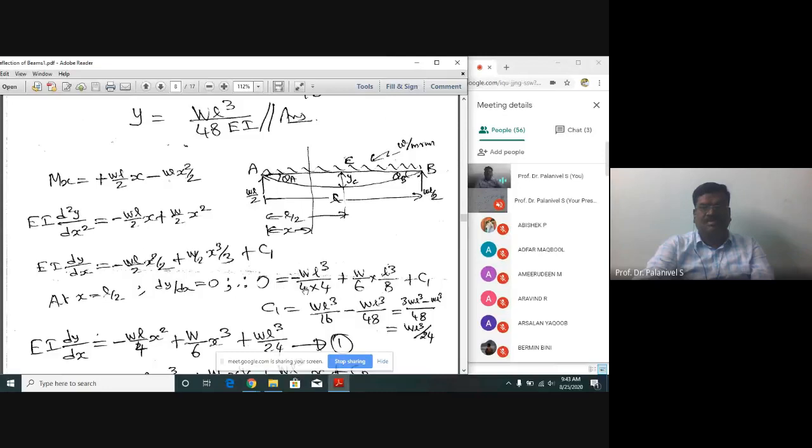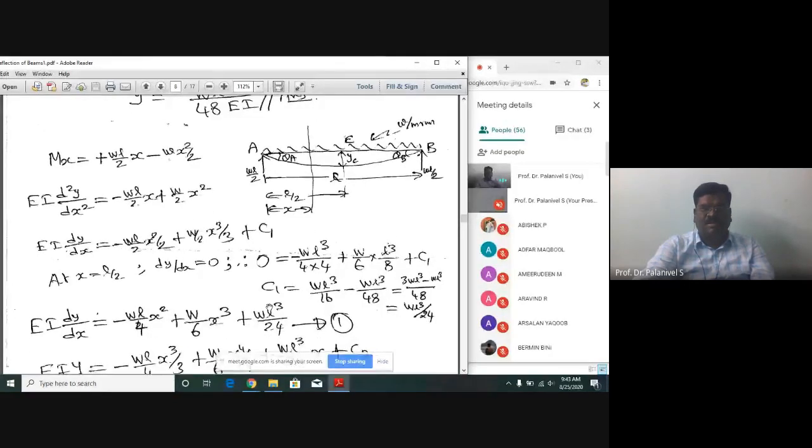Which implies dy by dx is 0. So 0 is equal to, substitute x equal to L by 2 in this expression, plus C1. Therefore C1, if you determine it, is WL cube by 24. You just go through this computation later, because it is very short. Today I will mail these notes to you, don't worry. So you go through this one: how to substitute x equal to L by 2 in this expression, and if you simplify, you will get WL cube by 24.